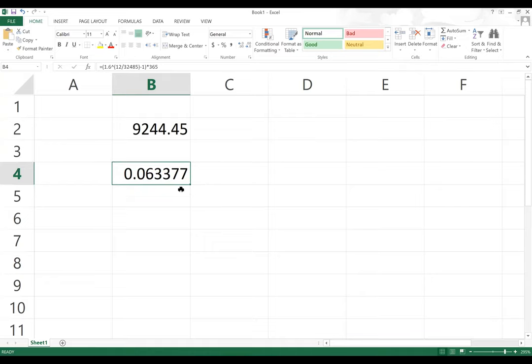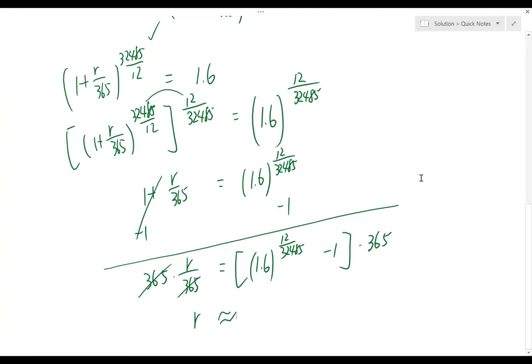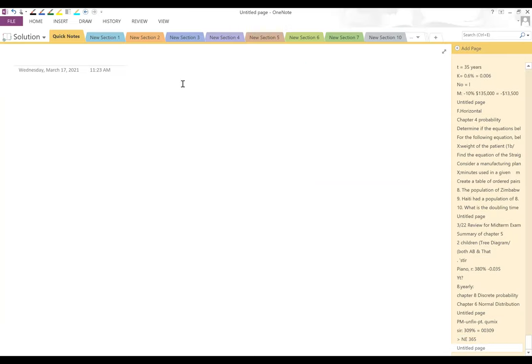The rate, we round it to four decimal places. So it's 0.0634, which is about 6.34%. Any questions on this? And that's question 14. Let's look at question 16.